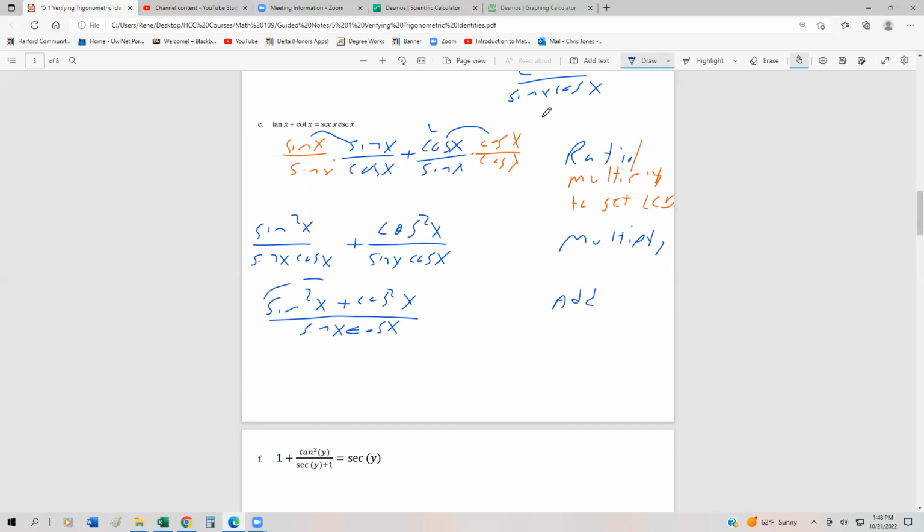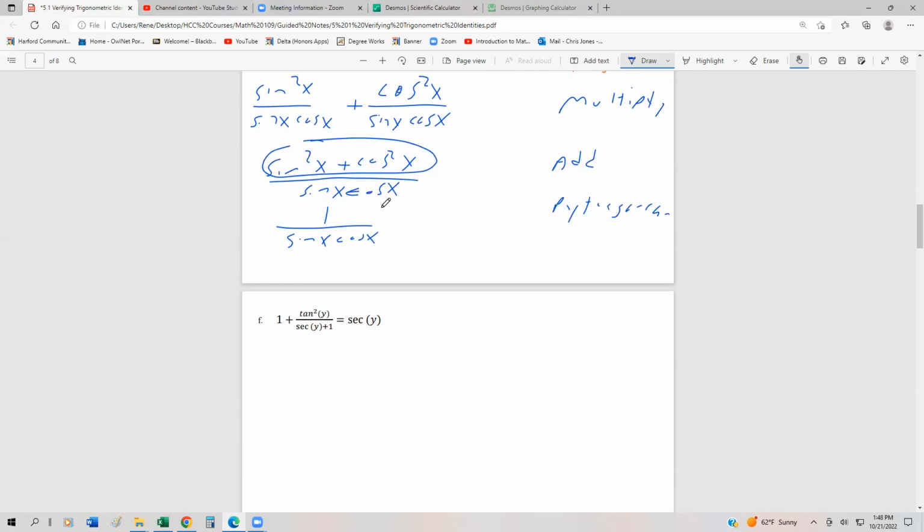We know that sine squared plus cos squared is 1 by our Pythagorean identity. So this is going to be 1 over sine x cos x. And one thing that we can do is split this denominator up into 1 over sine times 1 over cos. So we can write this as 1 over sine x times 1 over cos x. Okay, that's just by multiplication.